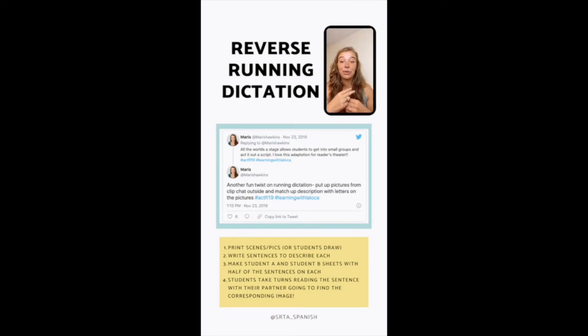Step 2, you're going to write sentences to describe each of those images. If you had your students do it, chances are you already had your sentences written out because you gave the sentences to students for them to draw. But if you were doing this with a movie from YouTube that we were clip chatting, or a Senor Wooly video, you're going to want to write a sentence that goes with each of the pictures. Then you're going to split up the sentences into halves.